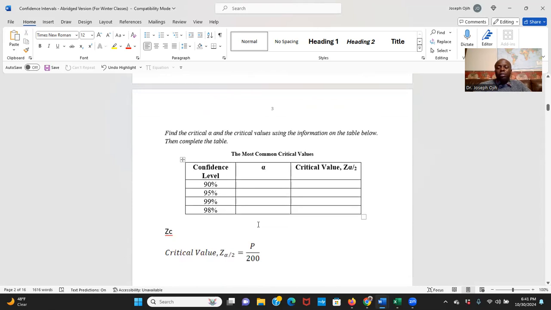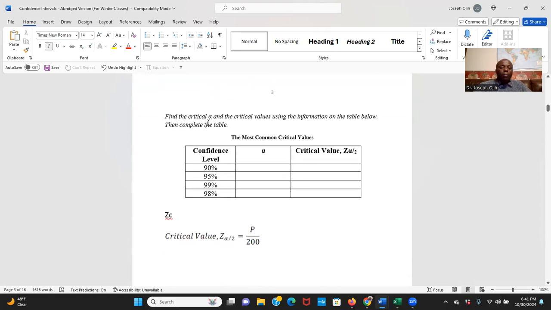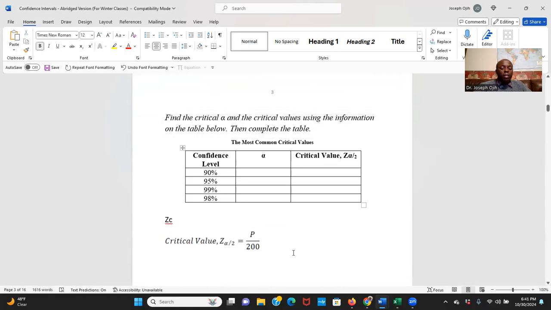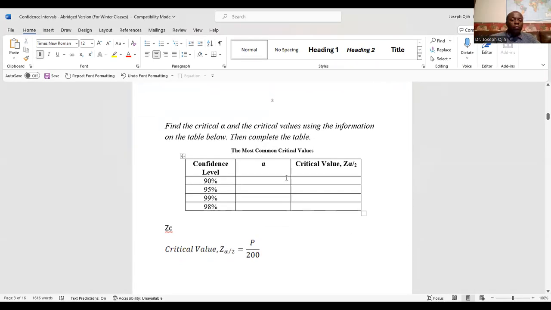Now, let's see how to estimate critical value. It says here, find the critical alpha and the critical values using the information on the table below. Then complete the table. Now, what does this mean? They give you the confidence level and they ask you to find the alpha and then the critical value.